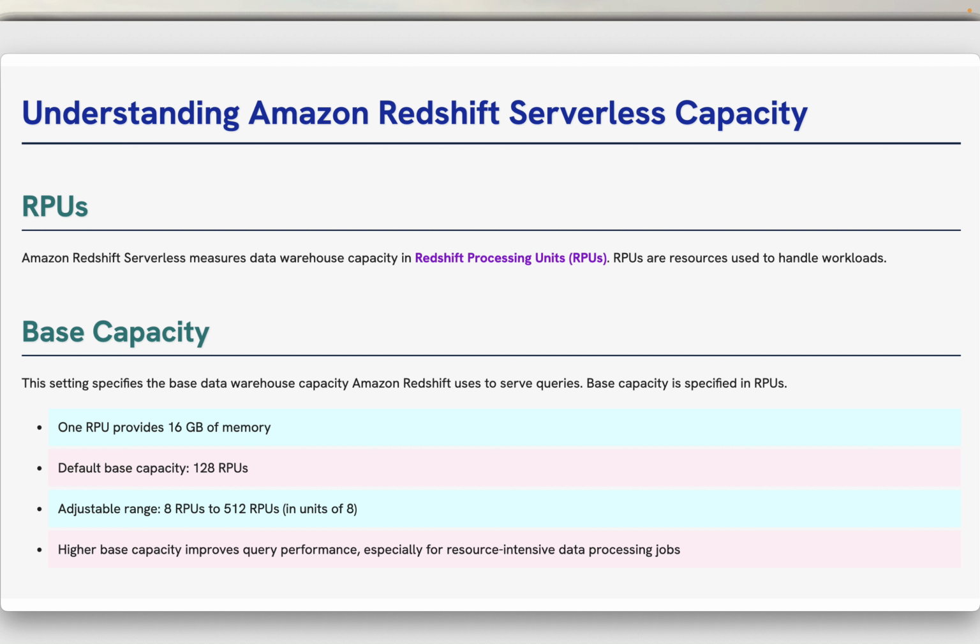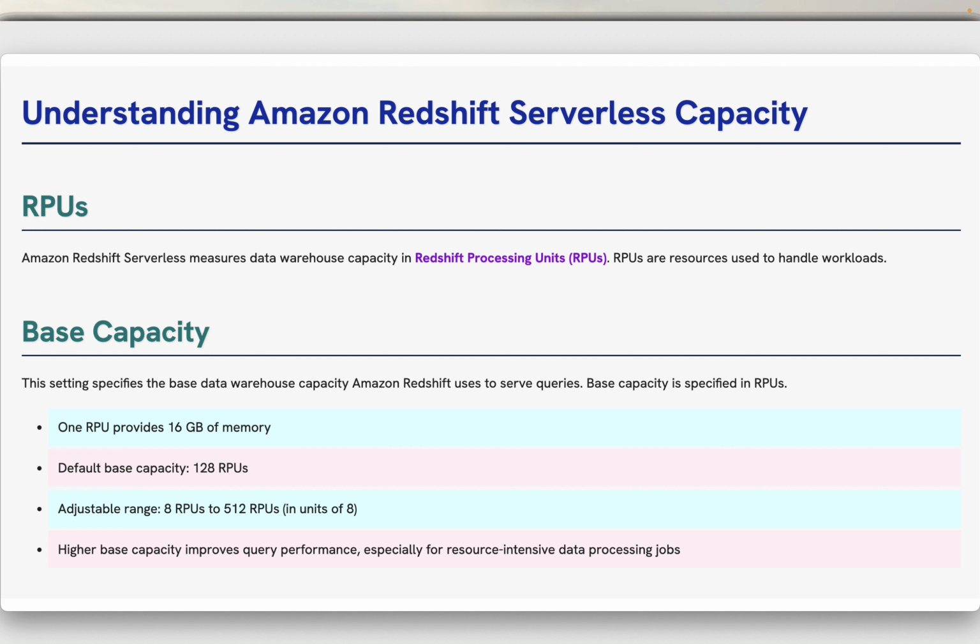So the total memory comes to 16 GB times 128. That will be the total amount of memory if you don't change any setting. But you can adjust this range. It starts at 8 RPUs and goes all the way to 512 RPUs, in increments of 8. So 8, 16, 24, 32, like that.